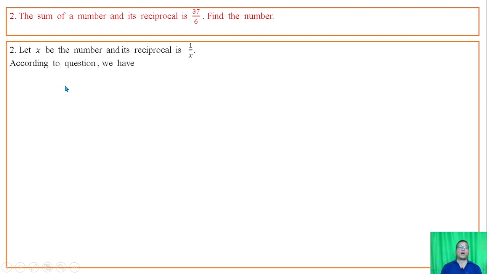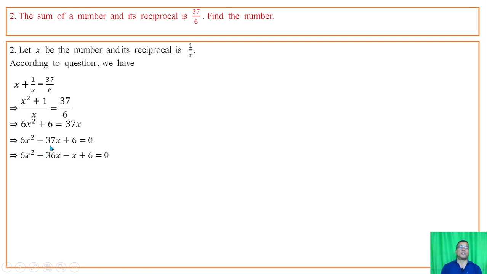According to the question, we have their sum, that is x plus 1 by x, given as 37 by 6. Summing up on the left side and cross multiplying, we have 6x square plus 6 equal to 37x. Transfer 37x to the left side. We have this quadratic equation to be factorized.